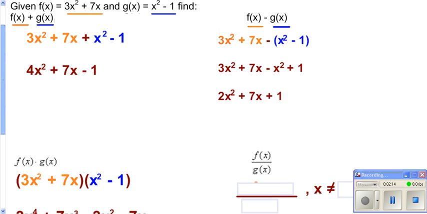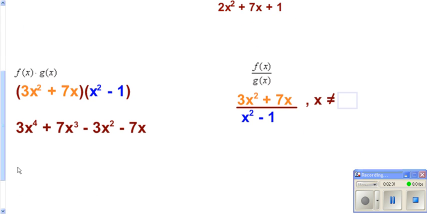Now, the last one over here on the right, f of x divided by g of x. You want to take your original function f, which is your 3x squared plus 7. You want to divide that whole thing by your g, which is your x squared minus 1. Now, you're not able to cross out your x squared here on the top and the bottom because it's not x squared times the whole top and an x squared times the whole bottom. At this point, there's really nothing we can do to simplify this fraction. We have no common factors on the top and the bottom.